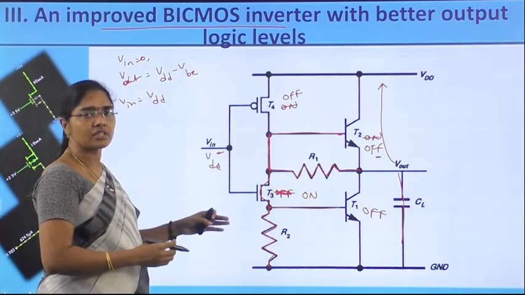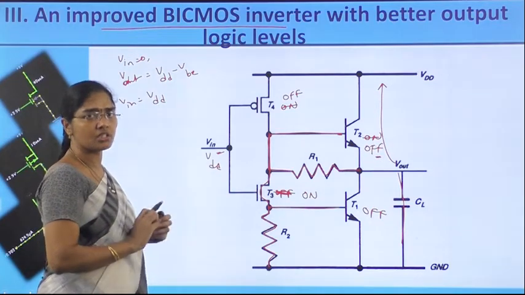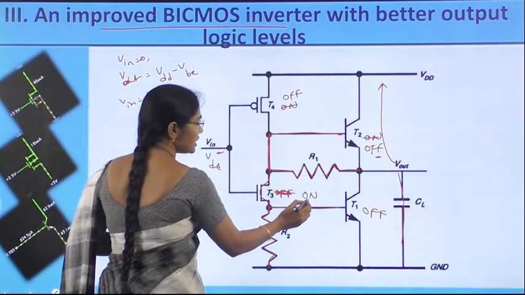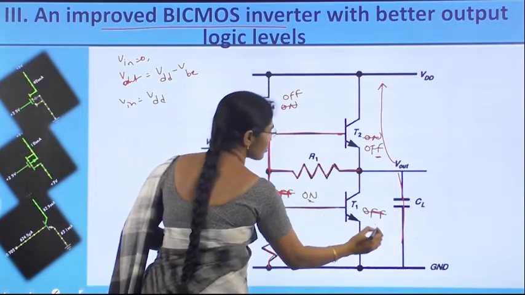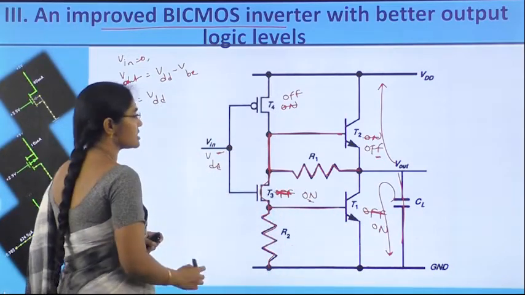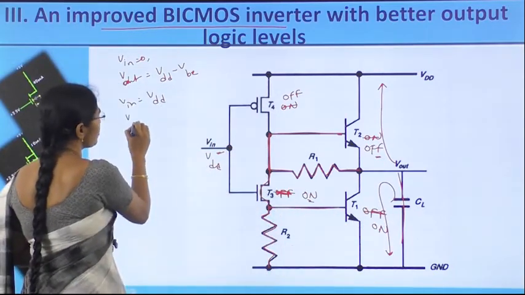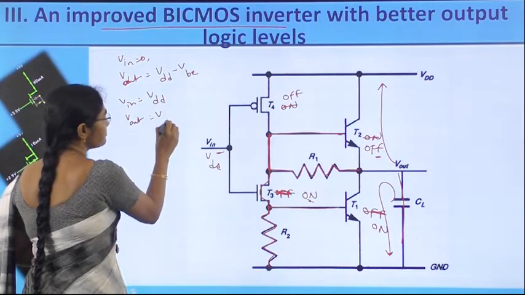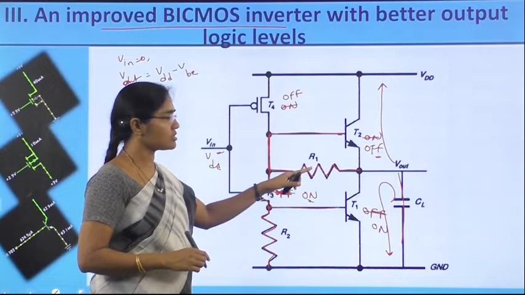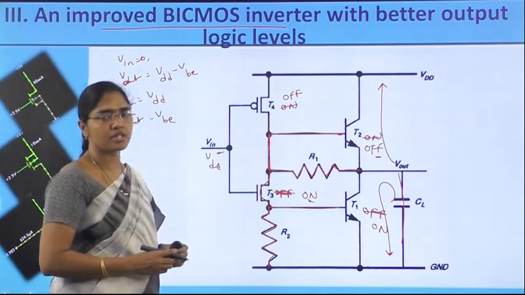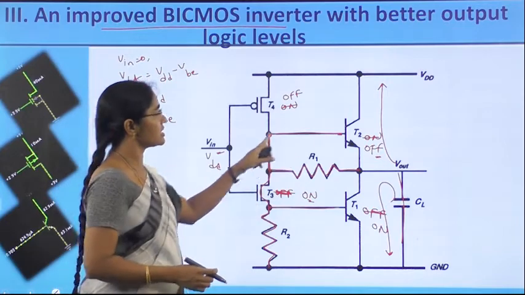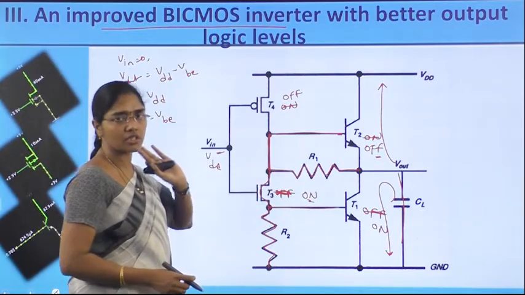So, it has more speed compared to the second circuit. So, this is off and this is off. T3 is on. Therefore, T1 is also on. Since T1 is on, CL has the discharge. So, Vout is equal to VBE only, and the switching is faster because of the base discharge paths. This is the case when Vin is equal to VDD, with a base discharge path for the T2 transistor.